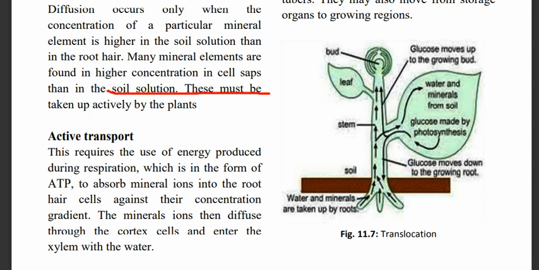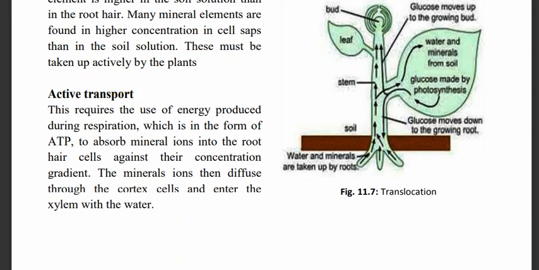Now, active transport. Active transport requires the use of energy produced during respiration, which is in the form of ATP, adenosine triphosphate, to absorb mineral ions into the root hair cell against their concentration gradients. The mineral ions then diffuse through the cortex and enter the xylem in the water.